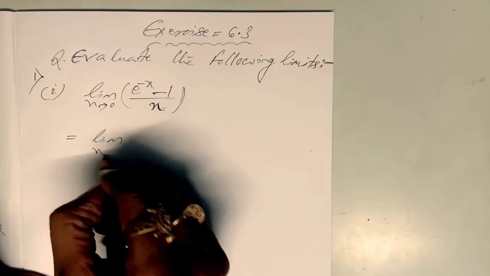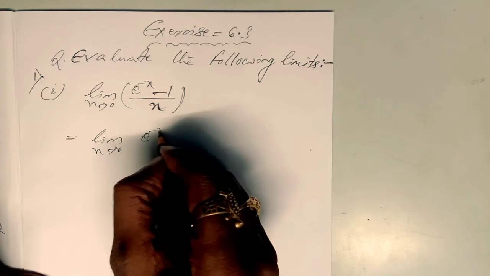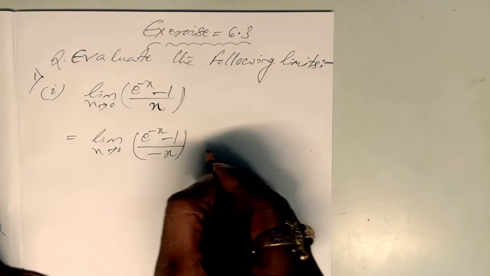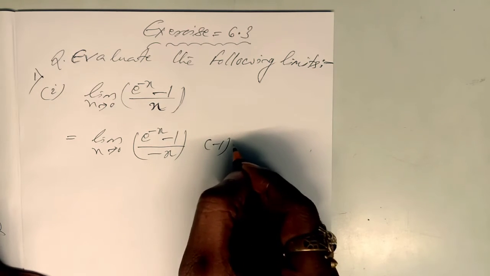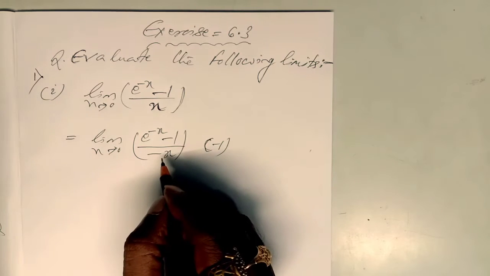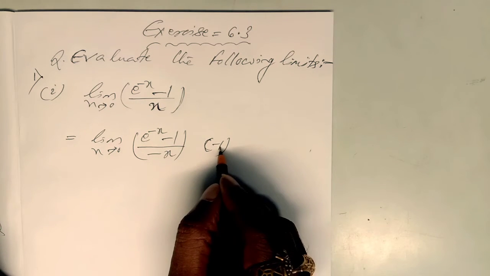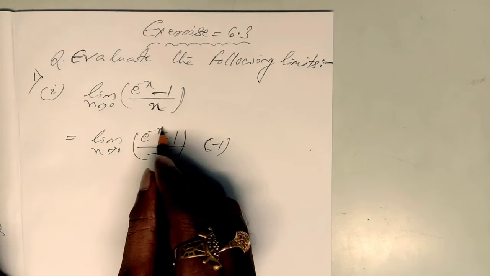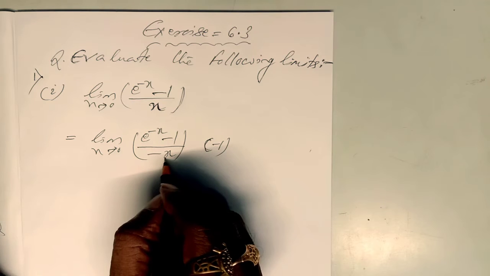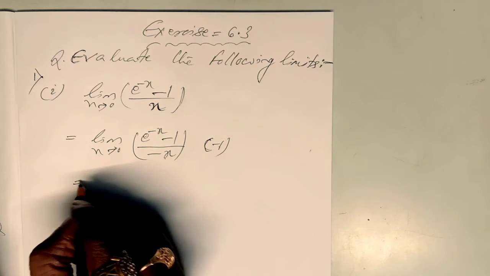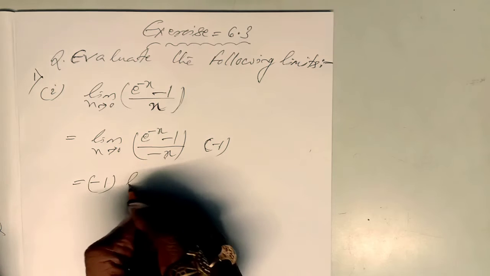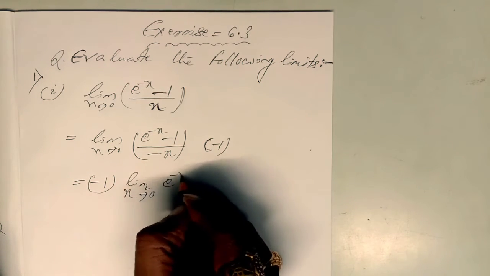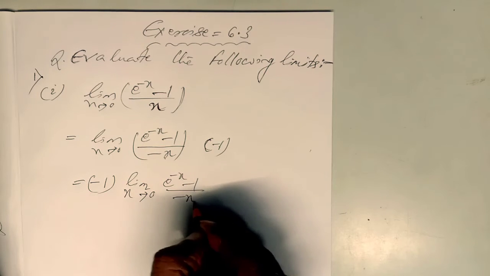Limit x tends to 0, e to the power minus x minus 1, you have to write minus x in the denominator as you need, then that minus will be adjusted by writing minus 1. Yes or no? I have multiplied by minus 1 in the denominator, so I have to write minus 1 to make it adjust. Because whatever is present in the power of e, that much should be present in the denominator, then the answer will be 1. Take this minus 1 outside: minus 1 times limit x tends to 0, (e to the power minus x minus 1) by minus x.